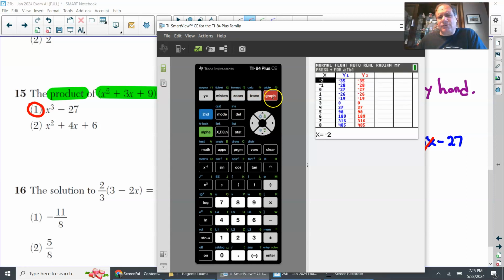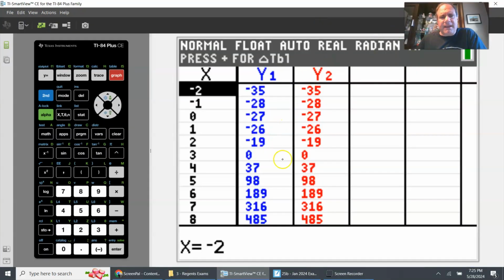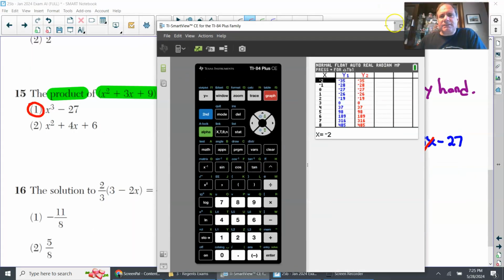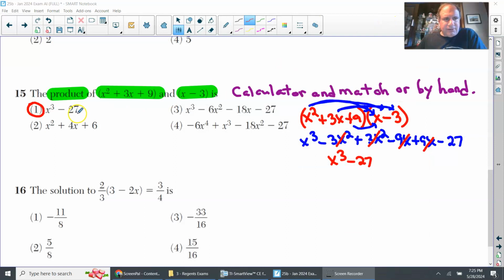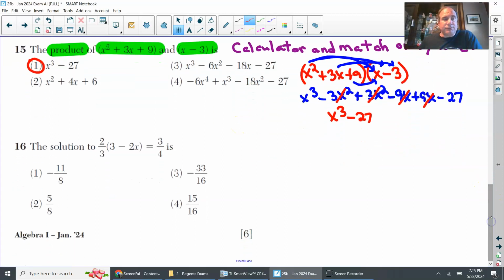But again, you could go to the table and you could see exactly that all of the values are equal. So that means that you have the answer. If you put this in number 2, number 3, number 4, they will not match, and you know that those are not the answer.